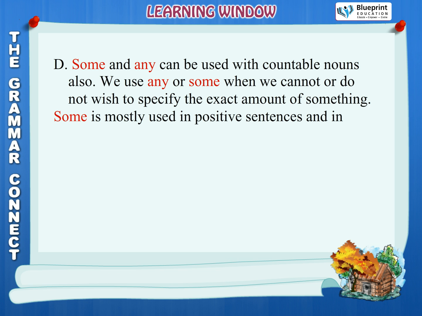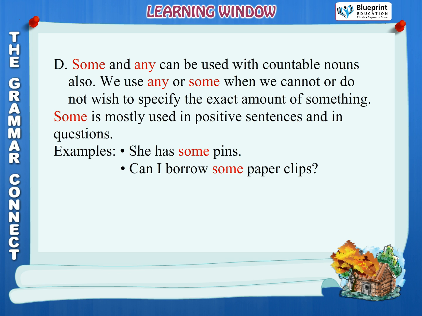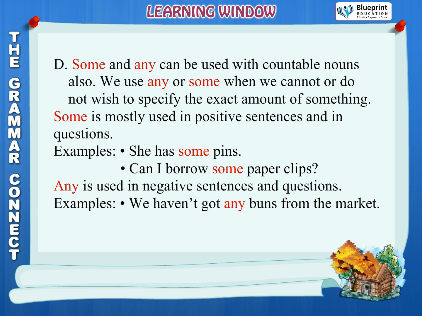Some is mostly used in positive sentences and in questions. Examples: she has some pins. Can I borrow some paper clips? Any is used in negative sentences and questions. Examples: we haven't got any buns from the market. Are there any biscuits in the jar?